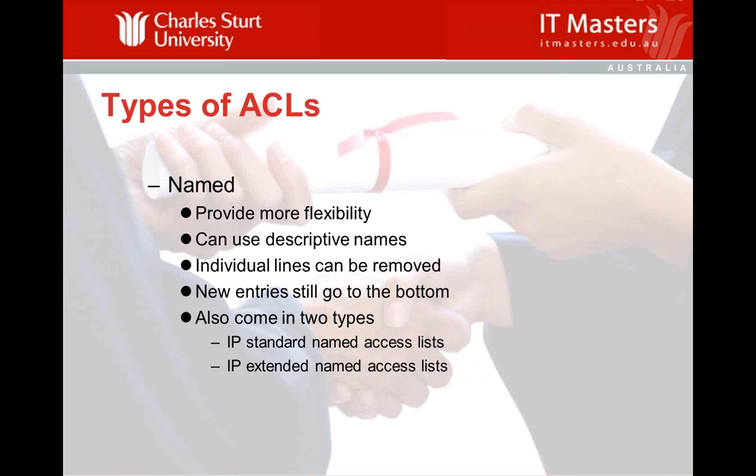Individual lines can be removed. So you can actually go into the access list configuration, type no, whatever the rule is you want to take out, and it will remove that line. But like numbered lists, all new entries are still added to the bottom, so you can't do anything about that. Named access lists also come in two types: standard named access lists and extended access lists.